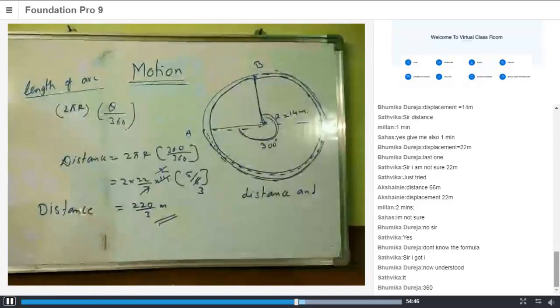But for displacement, you don't need this formula. I hope you know that the total angle in the circle is 360 degrees.